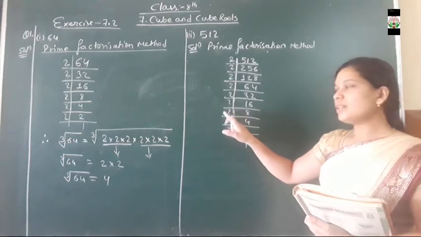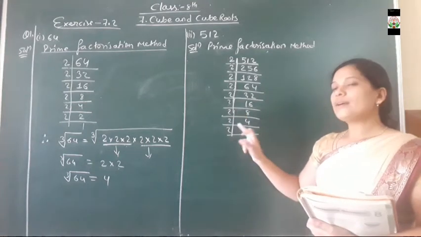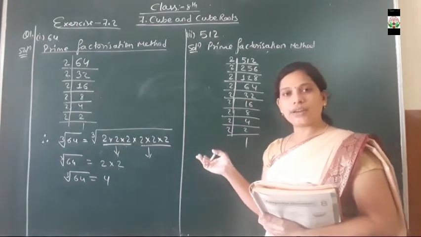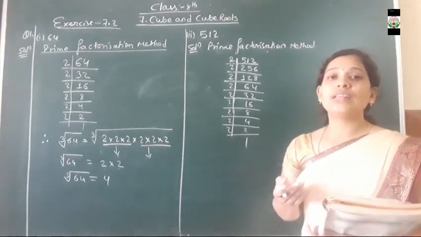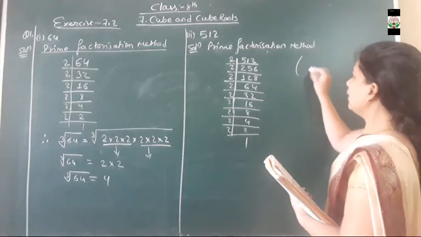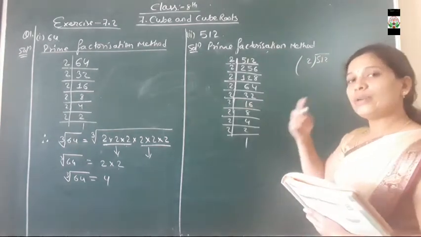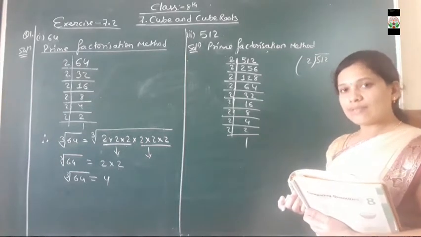8. 8 comes in the table of 2. 4. 4 comes in the table of 2. 2 times. 2 comes in the table of 2 how many times? 1 time. So in this way you have to find the factors. If suppose you are getting confused whether 512 comes in the table of 2 or not, a trick is there. For that, divide 512 and see how many times it comes, because to recall it in table form is very difficult.